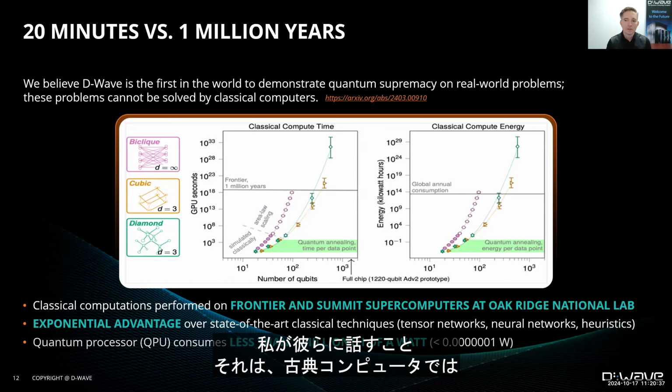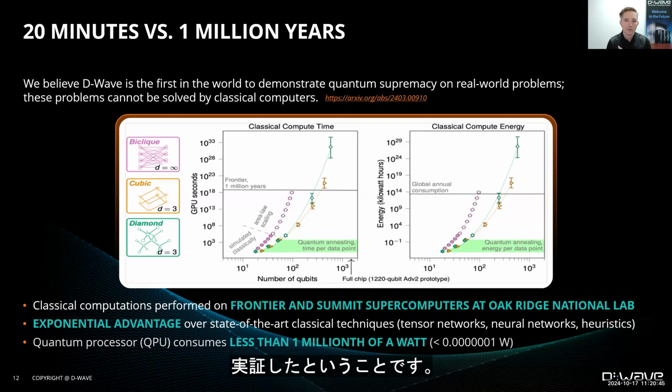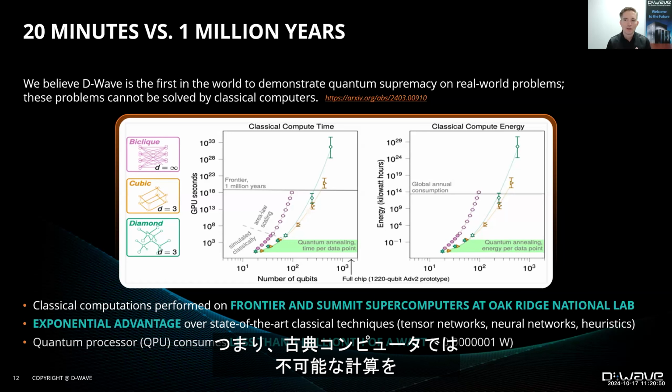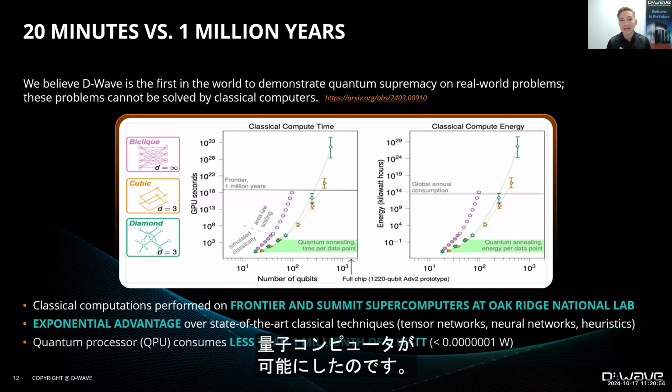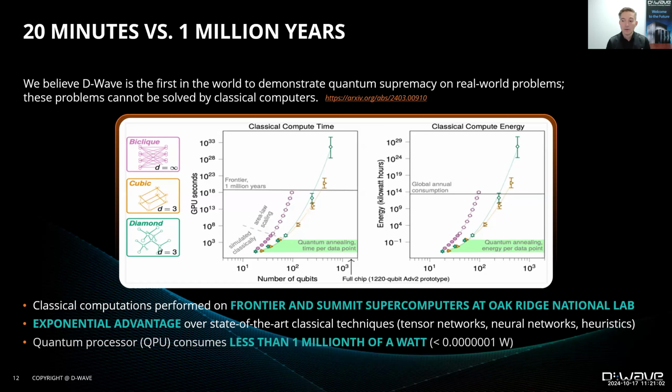And this is the result I share with them, which is that we have demonstrated a calculation in 20 minutes that would take 1 million years to do on a classical computer. And that means we've really entered the time where quantum computers have the ability to calculate things that classical computers do not. So what we have done here is working with researchers from around the world from 11 different organizations.